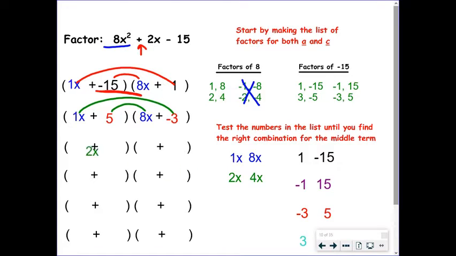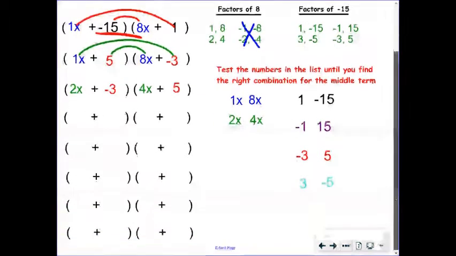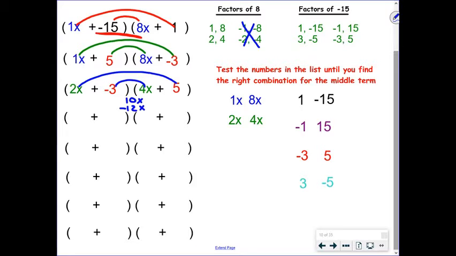I'm going to try 2x and 4x. I'm going to try 1 and negative 15. But when I have 15, that number gets pretty big. So I'm going to try negative 3 and 5. Those are a little bit closer, and I want a positive 2x, so I want to pick numbers that are a little bit closer together, maybe. Well, 2x and 5 is 10x. Negative 3 and 4x is a negative 12x.